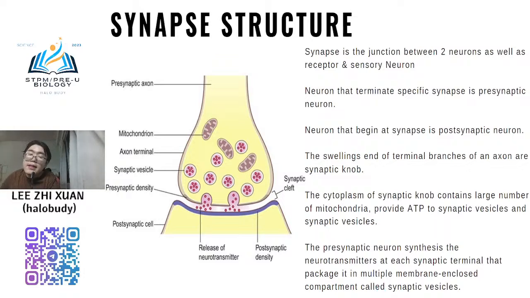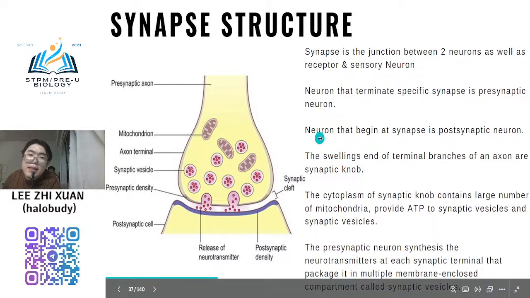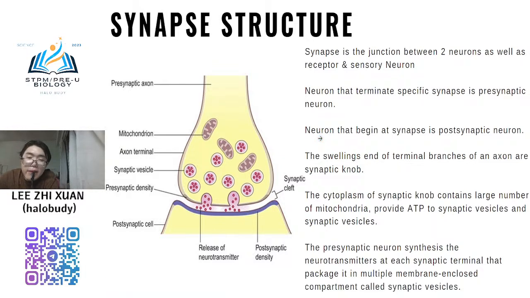Okay, so normally synapse, I think everyone already knows, right? What is the synapse that you already learned in STPM 2? Anyway, if you already forget, never mind, you make a revision again. So normally synapse is the junction or the gap between two neurons, like between the sensory neuron and interneuron, and between the interneuron and the motor neuron. So all these gaps are known as synapse.